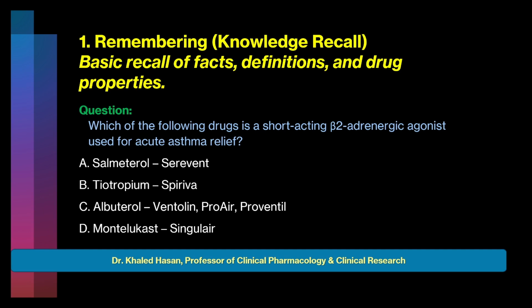Regarding the first one, the first level will be remembering, and here we test knowledge and recall. Here we bring basic recall of facts, definitions, and drug properties. The example here: which of the following drugs is a short-acting beta adrenergic agonist used for acute asthma relief? A. Salmeterol, B. tiotropium, C. albuterol, or D. montelukast.